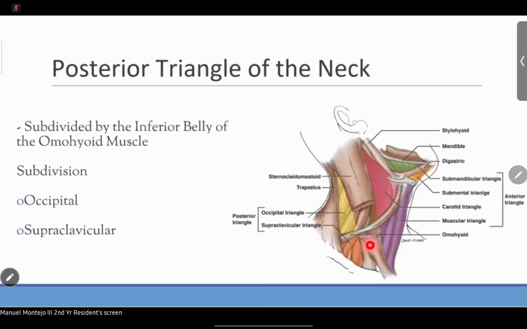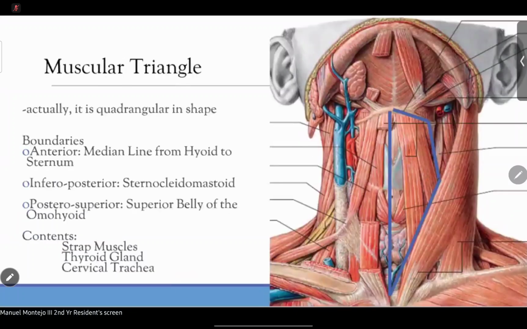Posterior to your SCM, it can be further subdivided into two: your occipital and also your supraclavicular. What divides the two triangles would be the inferior belly of your omohyoid muscle. So it can further be divided into your muscular triangle. Actually it's more quadrangular in shape compared to a triangle, but basically this area corresponds to your level 6 nodes.